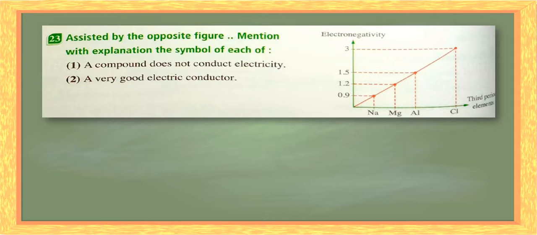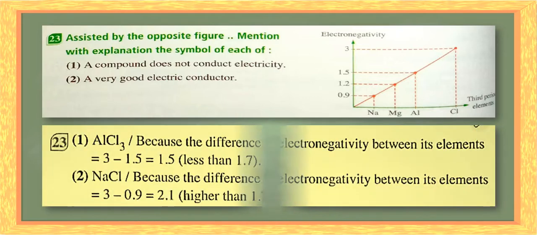So the easy one here is the difference between chlorine and sodium, which gives a very good electric conductor. Between sodium and chlorine, it will give NaCl. The other one that doesn't conduct electricity will be Al and Cl, where the difference between them decreases. So 3 minus 1.5 is 1.5. It is the smallest difference in electronegativity, and it will not conduct electricity.